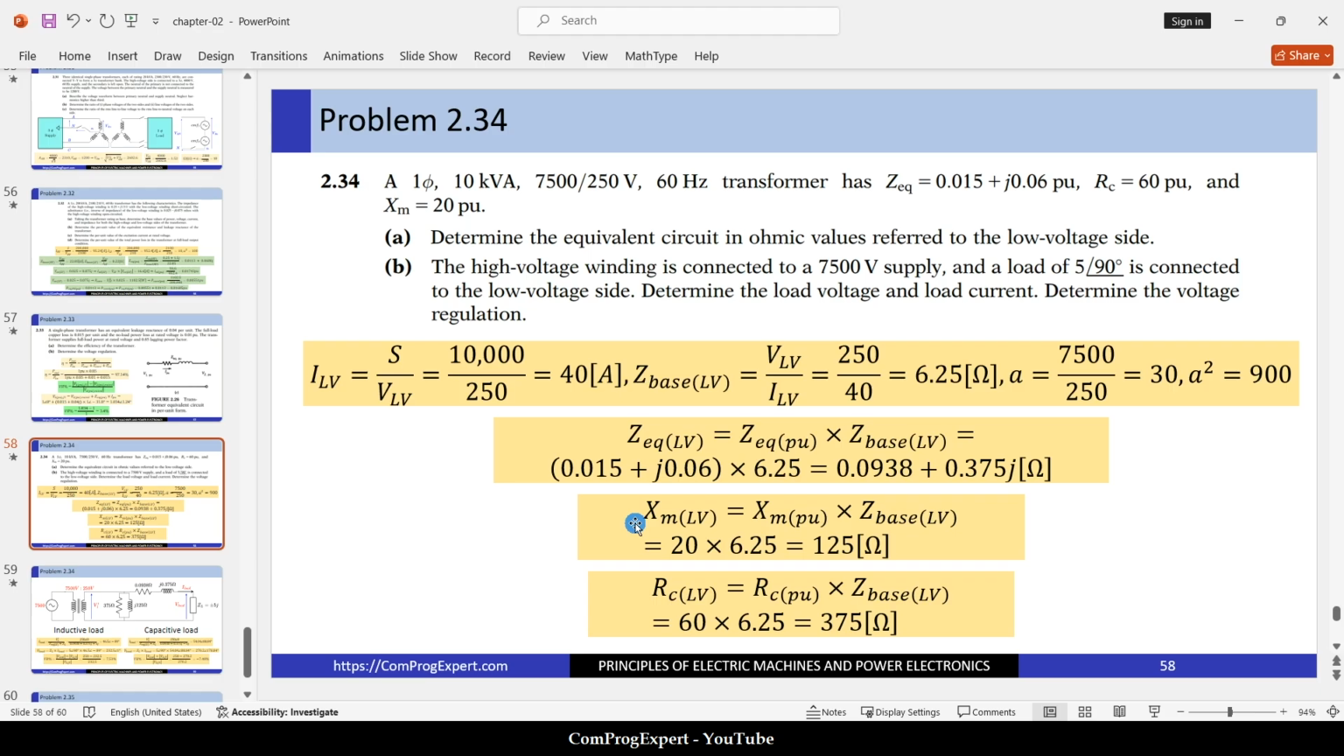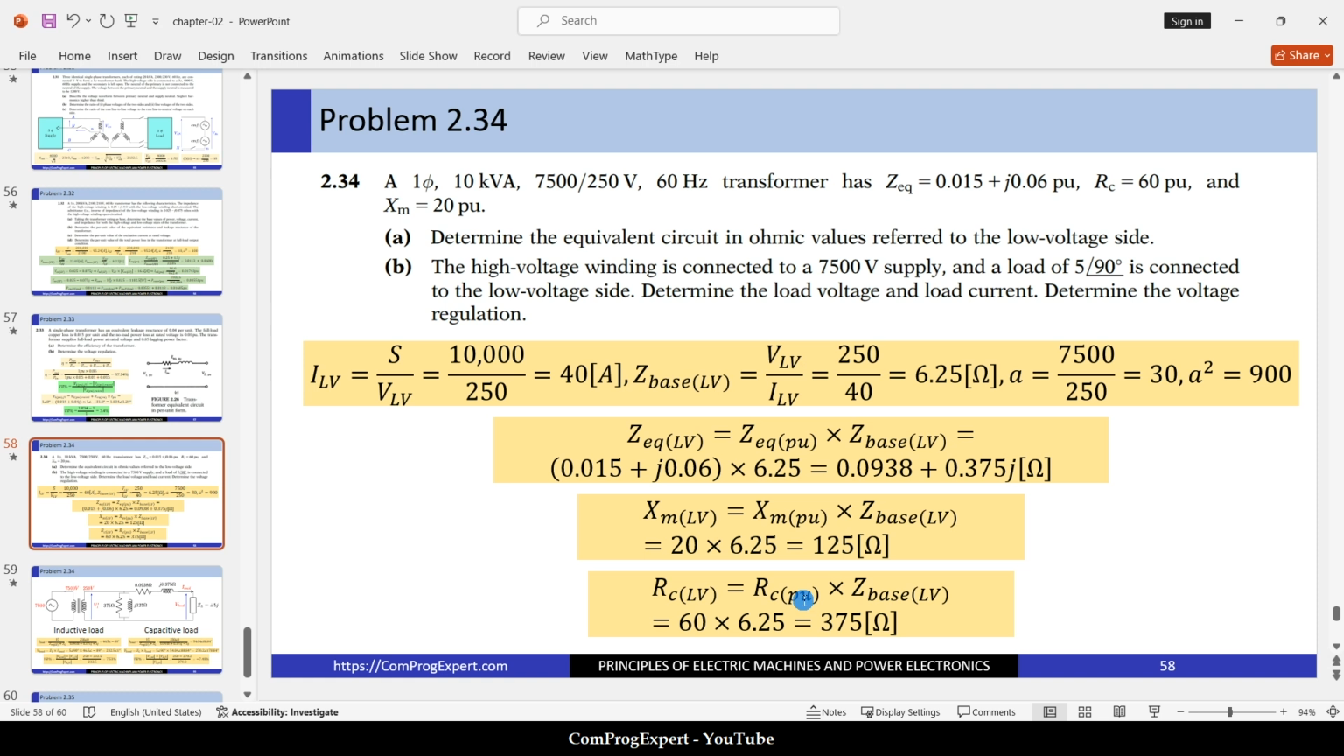What is the value of the magnetizing reactance for the low voltage side? It is 20 times the Z base, 6.25, 125.